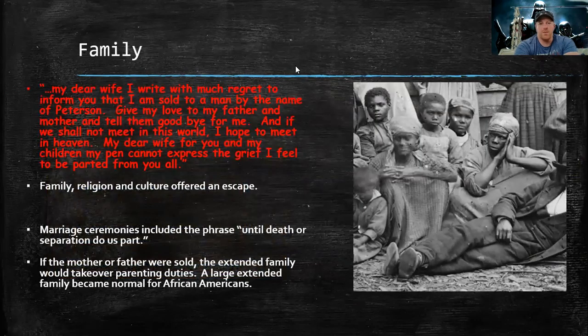Now, family becomes important. And the extended family becomes important, because if a slave mother or father got sold, who takes care of you? Well, a lot of the times you'll have an aunt, uncle, or grandparent who's also a slave on the same plantation with you. So the extended family becomes really, really important to the African American, to the slave community. Okay.